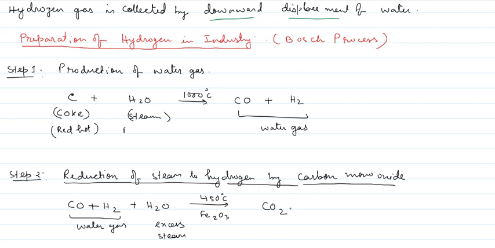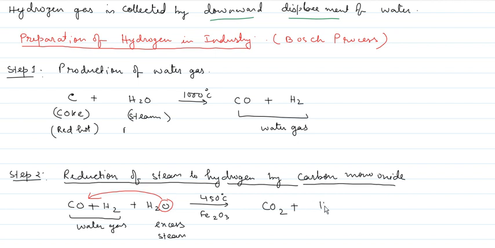So carbon monoxide reduces the steam. Reduction of steam to hydrogen, that means reduction here is removal of oxygen. So you see, from water the oxygen is removed by carbon monoxide and it forms carbon dioxide. This oxygen is taken away by carbon monoxide and it forms carbon dioxide. And what is remaining now? Only hydrogen is remaining.